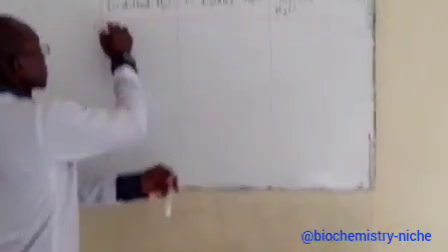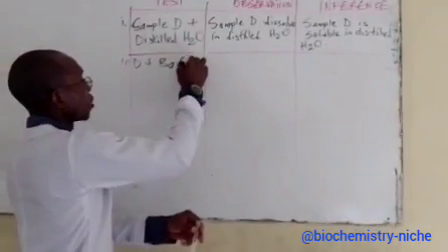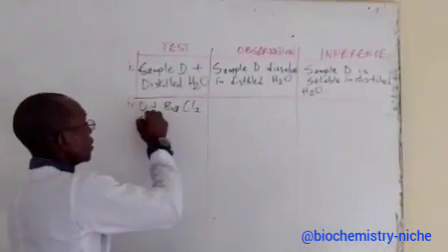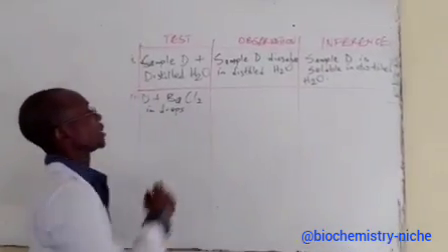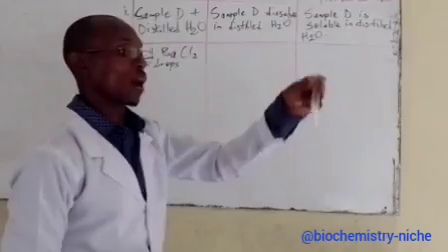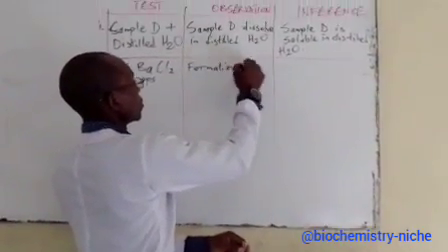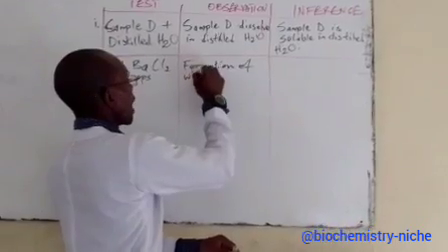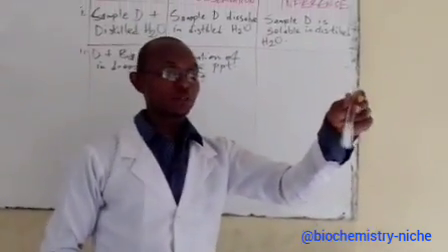So I say sample D plus barium chloride in drops. My observation is that there is formation of white precipitate. Yes, that is what I am observing from this.